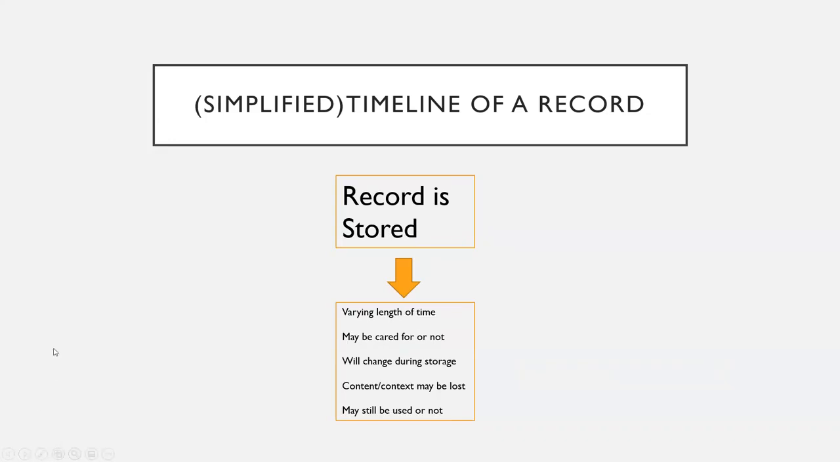Okay, so next we have the stage where the record is stored. Records can be stored for a varying length of time. It may just be for a few days, it may be for months, it may be for years, it may be for decades. And as records are being stored, they may be cared for, or they may just be put in a room, put in grandma's basement and just kind of ignored.